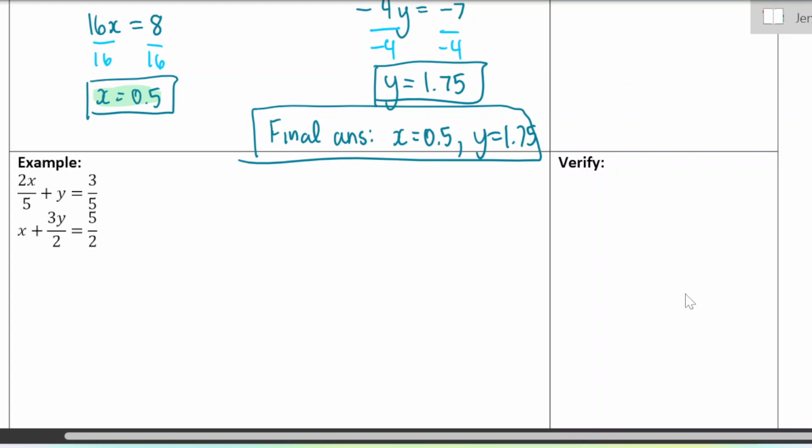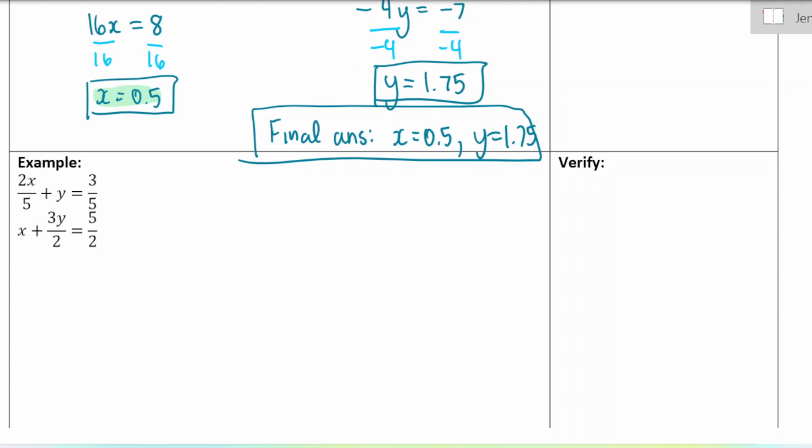Okay, last question. We've got some fractions. We saw some fractions in the last lesson as well. What you want to do when you see fractions is get rid of them. You don't want to try and use substitution or elimination before you get rid of those fractions. So what you want to do is pick something that's going to cancel out any denominators in each equation. So in the first equation, we see denominators of 5. So we're going to multiply everything in the equation by 5. And let's see what we get.